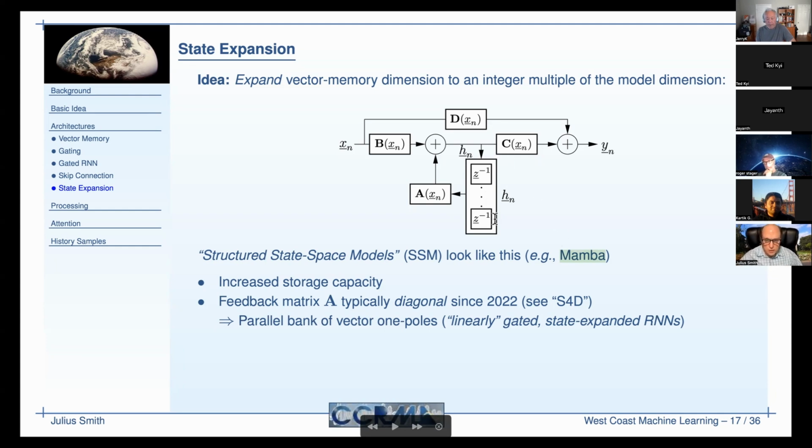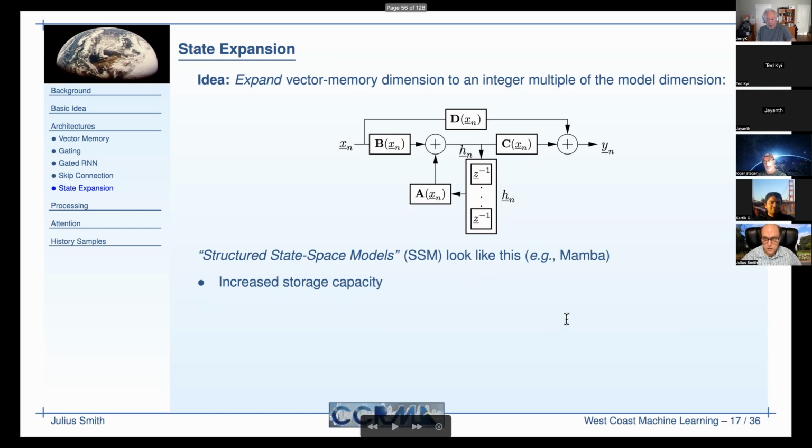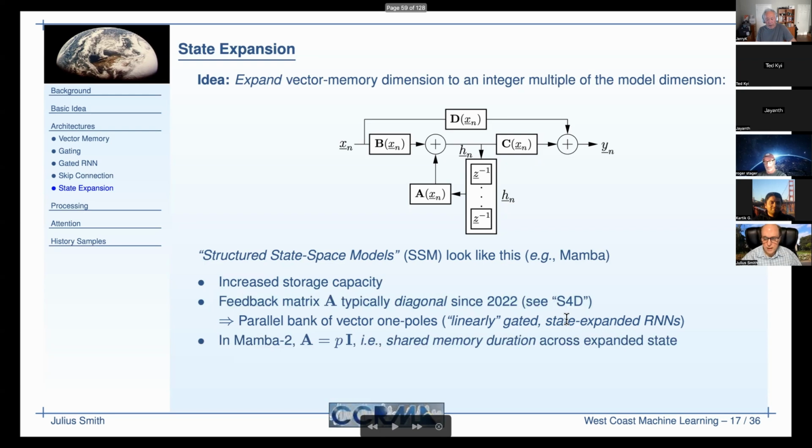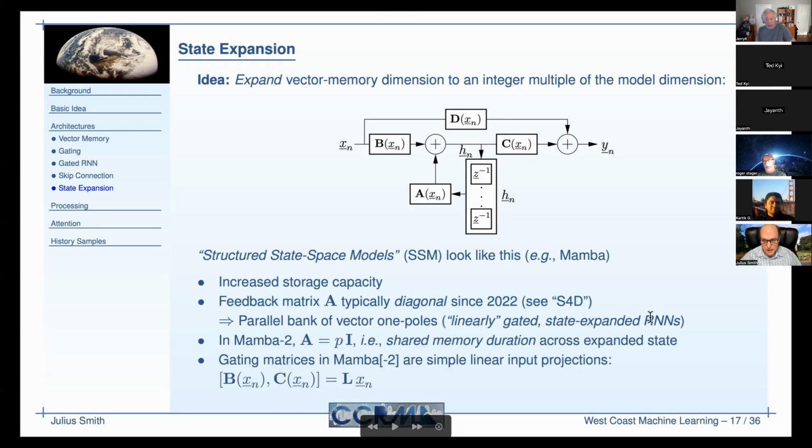And so if we do the state expansion, we get increased storage capacity. And we've learned from the state space community since S4D or so that you can really just use a diagonal state space matrix. So really, it's not a full matrix here. You can think of it as a parallel group of RNNs, like we had up here. It's like the one pole case, just multiple of them in parallel. And so it's gated state expanded RNNs.